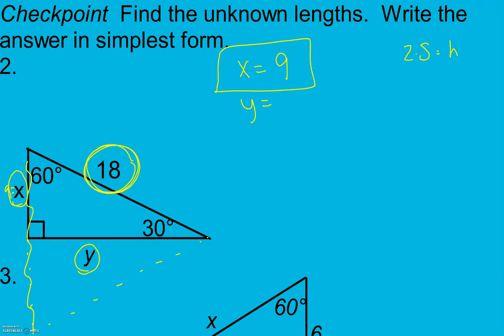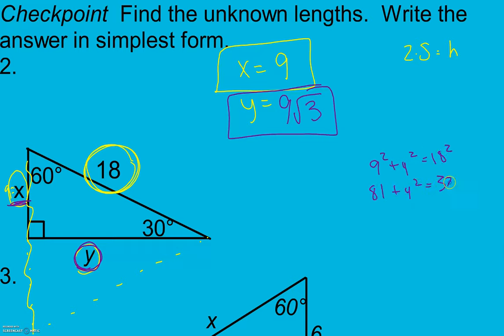Now, to find my longer leg here, y, I take my shorter leg and I multiply it by the square root of 3. And again, if we wanted to, we could do this the long way. I could do 9 squared plus y squared equals 18 squared. 81 plus y squared equals 324. I could subtract and get 243. Take the square root to get rid of my square and have y equals the square root of 243.